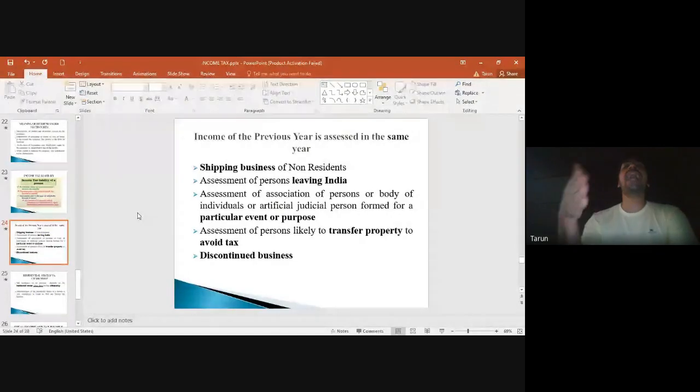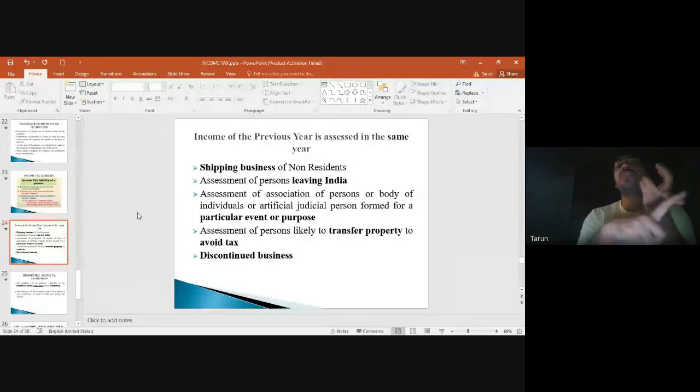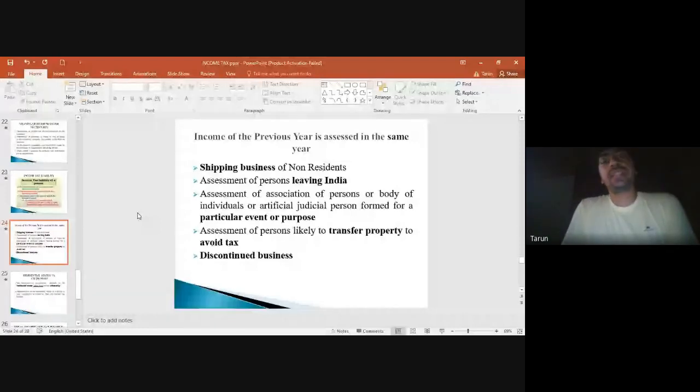So these are the categories where the income of the previous years would be counted in that year: shipping business, persons leaving India, associations of persons, bodies of individuals, or artificial persons formed for some specific event, assessment of persons who are trying to transfer their property to avoid tax, and discontinued businesses. Right? Any other doubts in this?